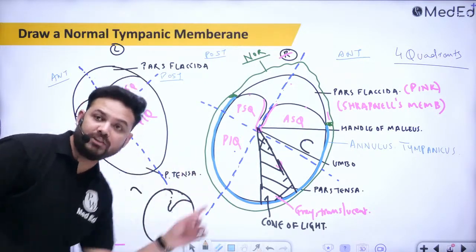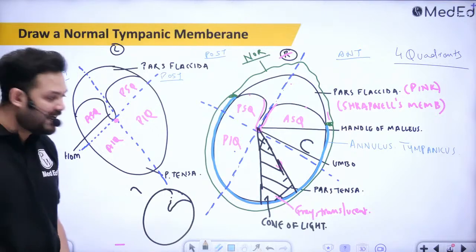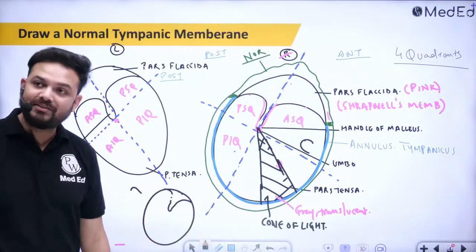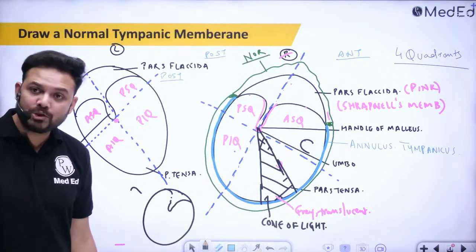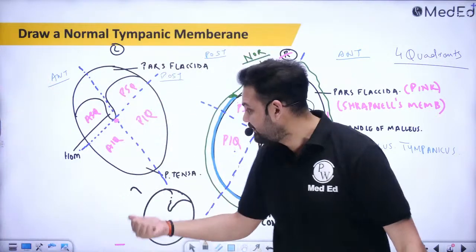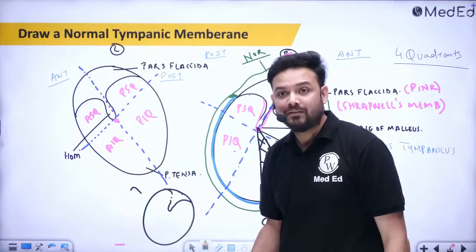So which wall of the middle ear will you see inside? When I remove this lateral wall of the middle ear, which wall will you see? Right? Which wall are you going to see over on this area?